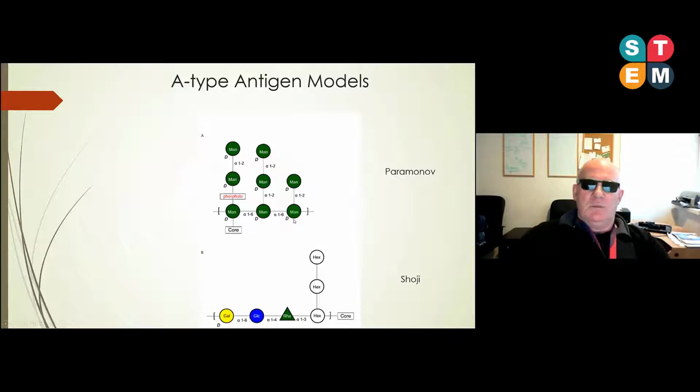What about the A-type antigen? Essentially, there are 2 models. One is the Paramonov's model, the British group which published it, and the other one is the Japanese group by Shoji. The Paramonov's model essentially is polymerized mannose and branched, and they base the structure on a really thorough LCMS and NMR investigation. So I think they have a good case to support it. And the Japanese group based mainly on the genetic information.